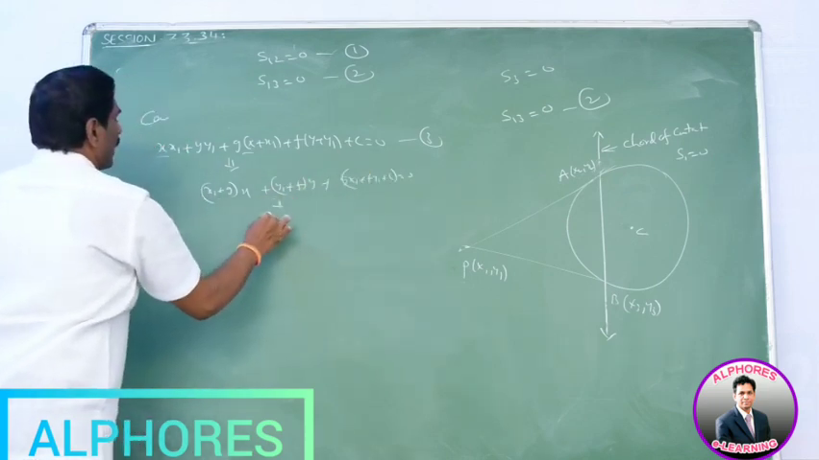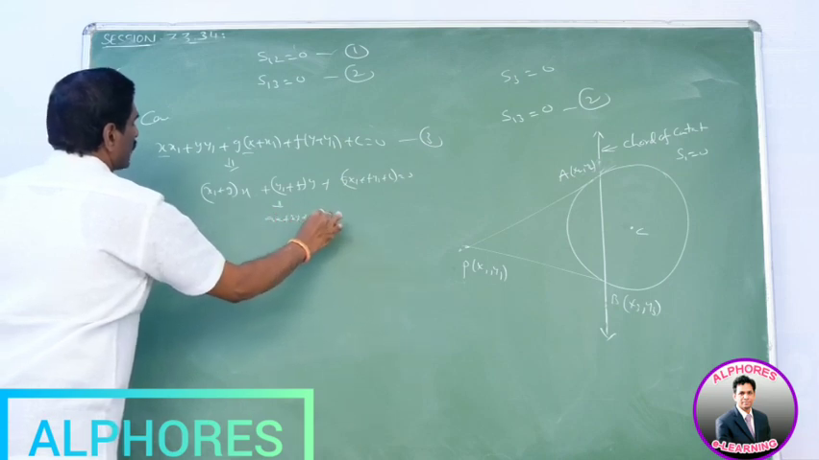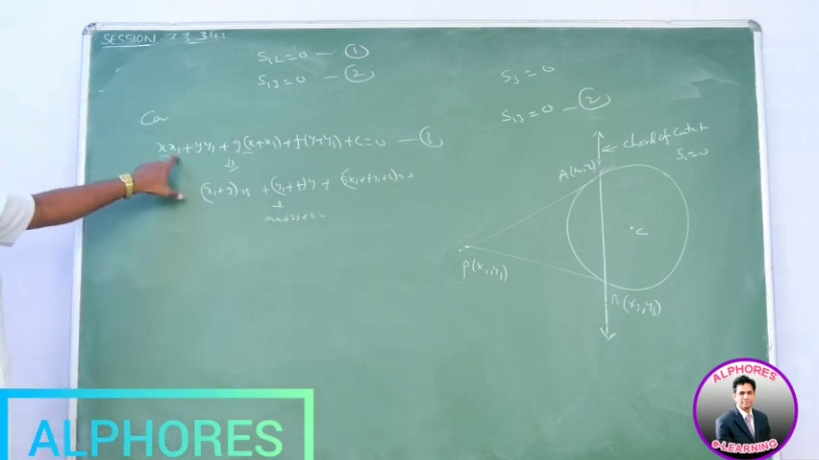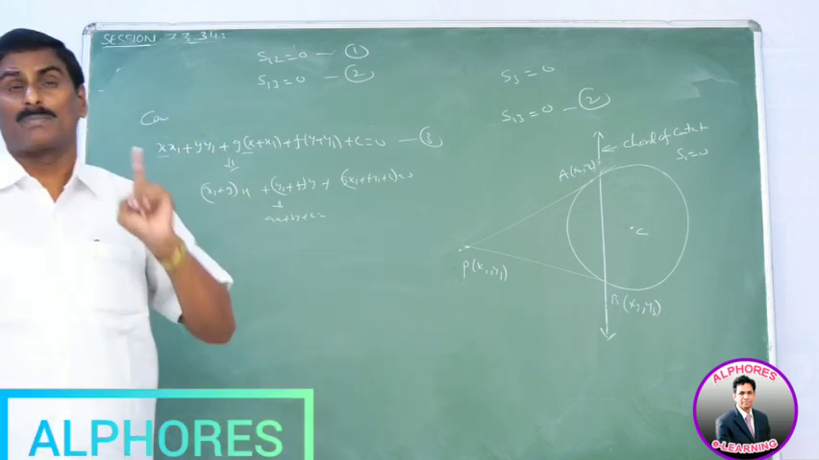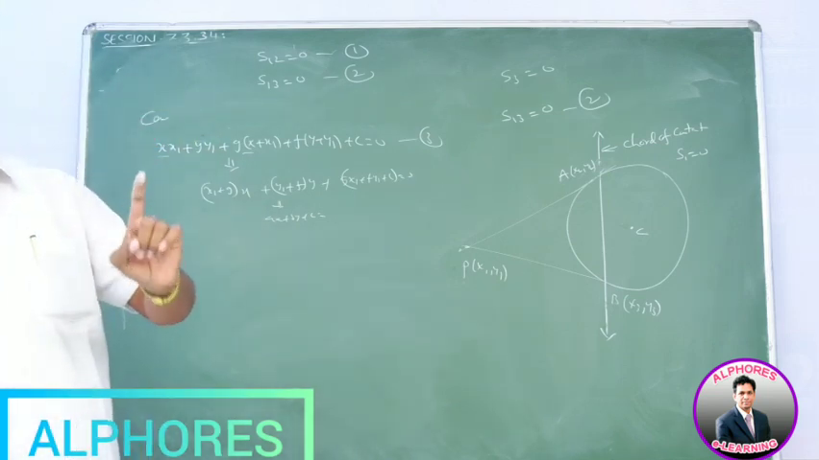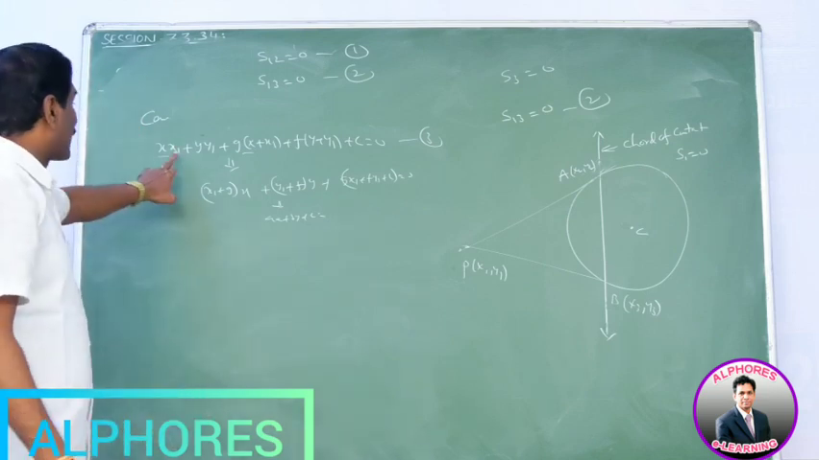Clearly, it is in the form of ax plus by plus c is equal to 0. This equation always represents a straight line. It is a first degree linear equation in x and y. So this equation always represents a straight line.